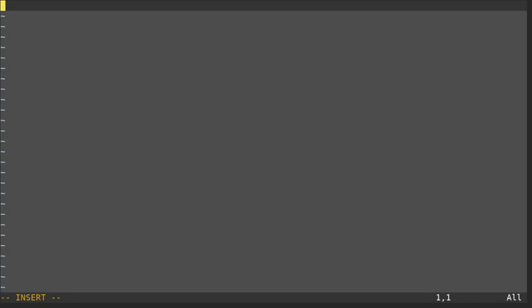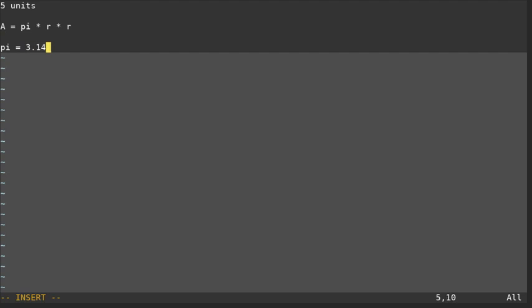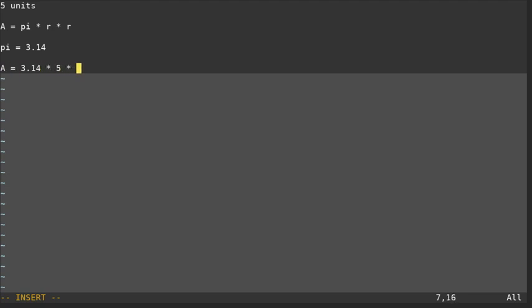Okay, so let's say we wanted to find the area of a circle that had a radius of 5 units. Area is pi times the radius squared, right? An approximation of pi is 3.14. So we could say that the area is going to be, in terms of units, 3.14 times 5 times 5. And then we could figure out what that is.